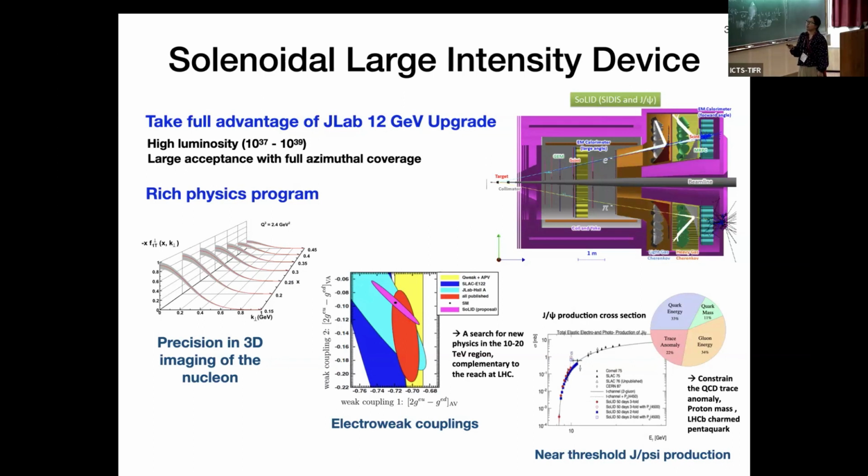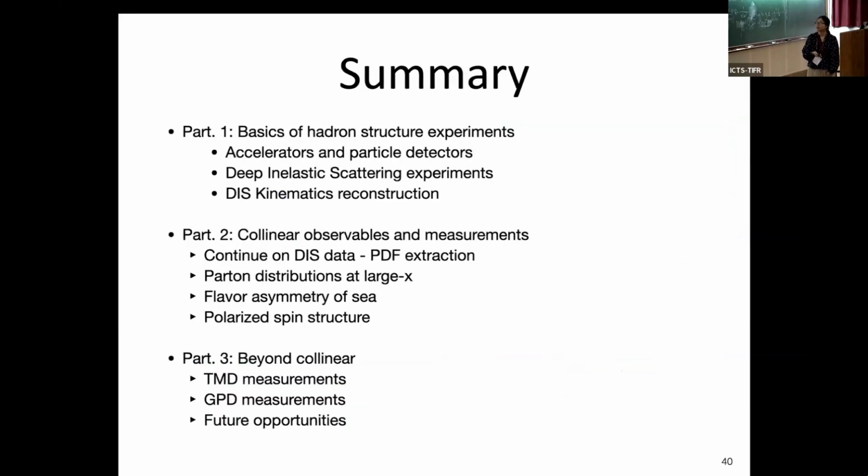So SoLID will be able to provide very high precision data for different channels. For example, for the 3D structure, we can do multi-dimensional binning of the TMD asymmetries. We can also look at electroweak physics, and also J/psi production, and so on, okay? So there is quite a good program for SoLID physics there as well.